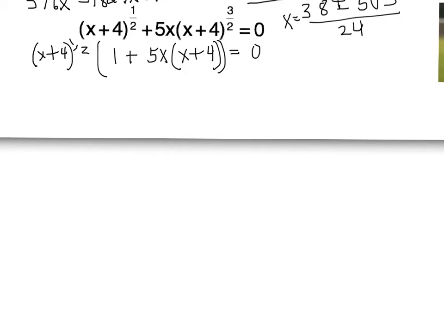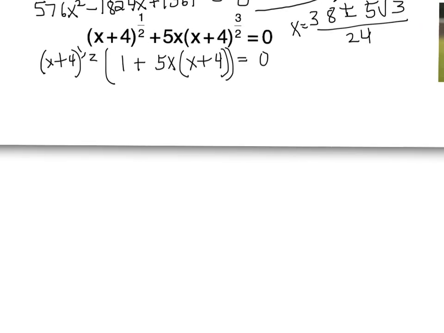In case you don't see that, this x plus 4, right here, if you take x plus 4 and multiply by x plus 4 to the 1/2, you add the exponents, your rules of exponents, and you get x plus 4 to the 3/2. So we're good from there.